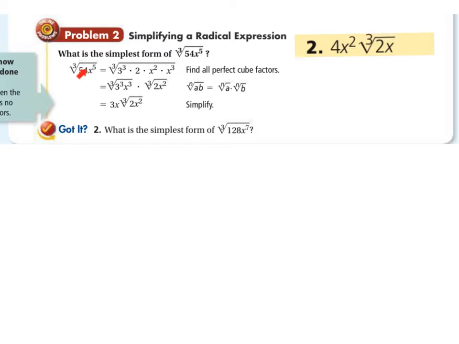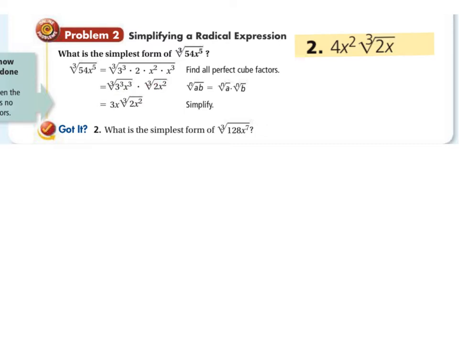Well, we do know that 54 is technically 27 times 2. And luckily for us, 27 has a perfect cube root, which is 3. And x to the 5th here, we can think of as x squared times x cubed. Again, I bring that up because that x cubed is a perfect cube. So we can split them up.